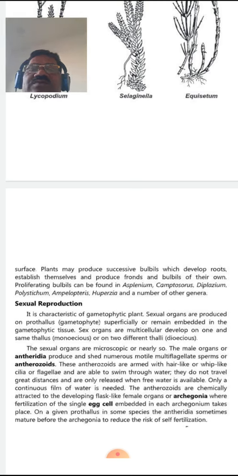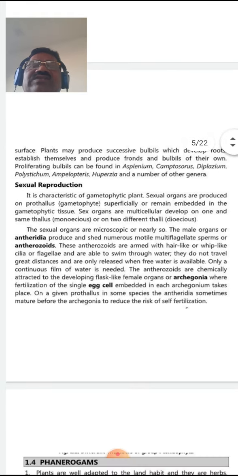Sexual reproduction. It is the characteristic of gametophytic phase. Sexual organs are produced on prothallus superficially or remain embedded in the gametophytic tissue. Sex organs are multicellular, developed on one and same thallus, that is monoecious thallus, or on two different thalli, that is dioecious. The sexual organs are microscopic or nearly so.